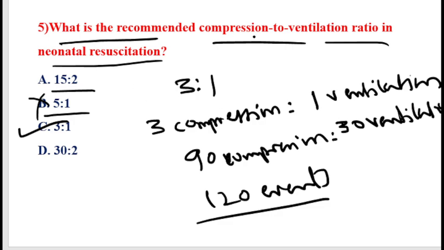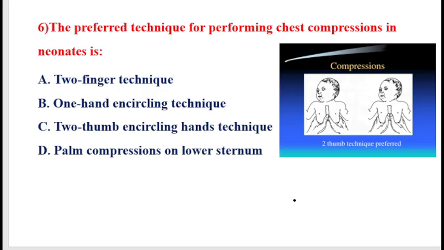So what is the recommended chest compression and ventilation ratio in neonatal resuscitation? That is 3:2. Okay, 3:2 we have to follow. In 1 minute 90 chest compressions should be done, and 30 ventilations, so totally 120 events should be happening during the neonatal resuscitation.